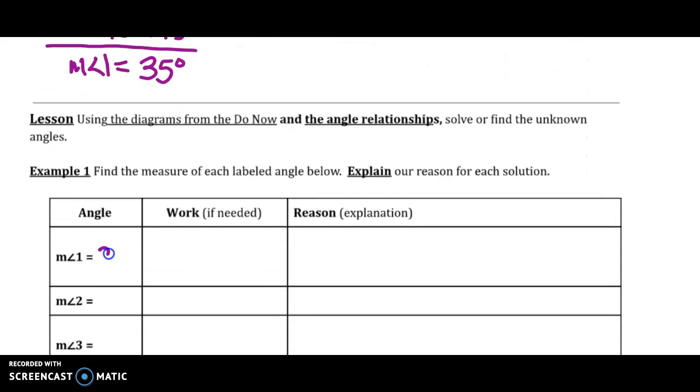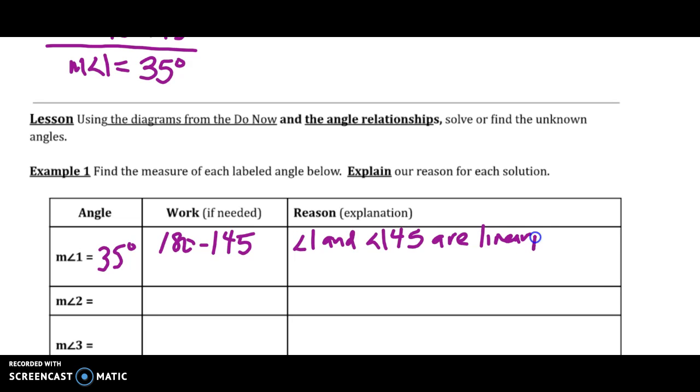So measure of angle 1 is 35 degrees. We did 180 minus 145. And what's our reason or explanation? Angle 1 and the 145 degree angle are linear pairs. You could also say supplementary. Linear pairs sum to 180 degrees. Bam.